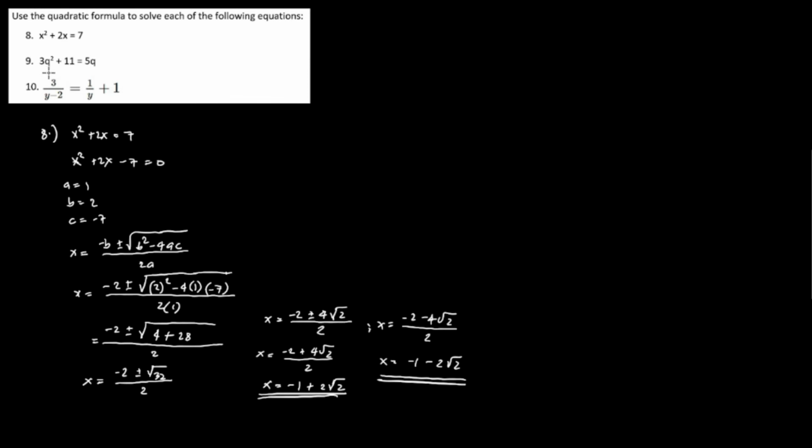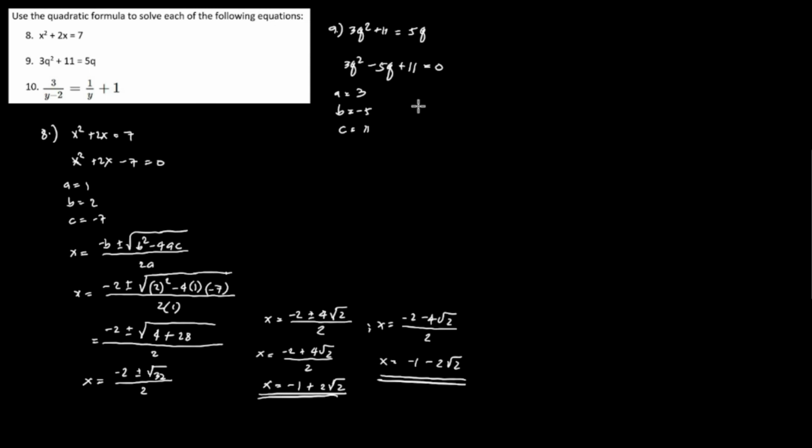Example number 9. 3q squared plus 11 is equal to 5q. So number 9, 3q squared plus 11 is equal to 5q. Based on the general form, 3q squared, 5q transposed to the left side, that's negative 5q, and positive 11 is equal to 0. Identify what a is. a is equal to 3, b is equal to negative 5, and c is equal to positive 11.